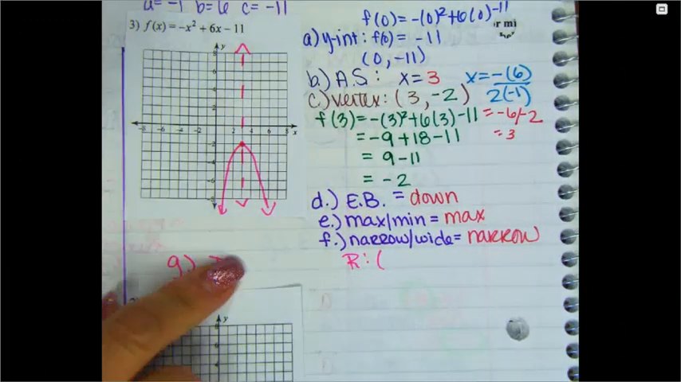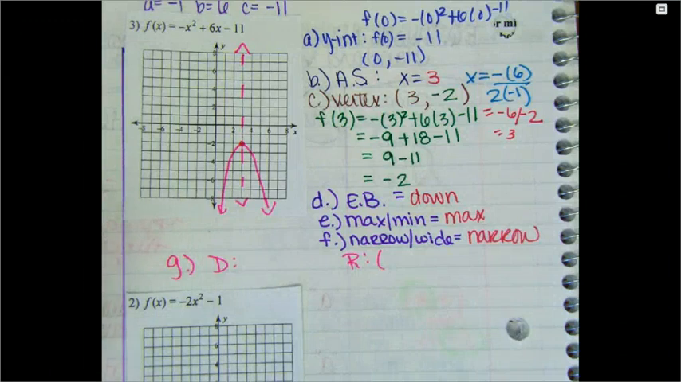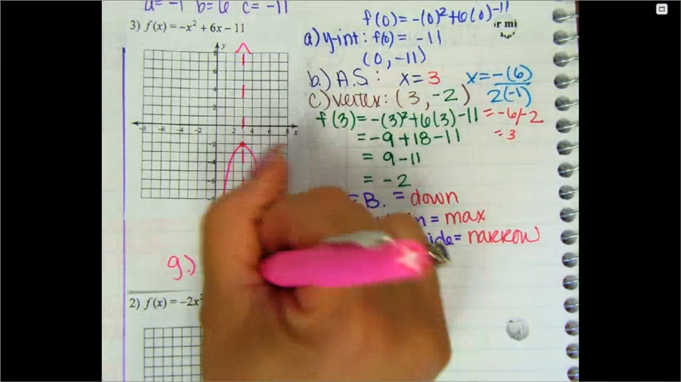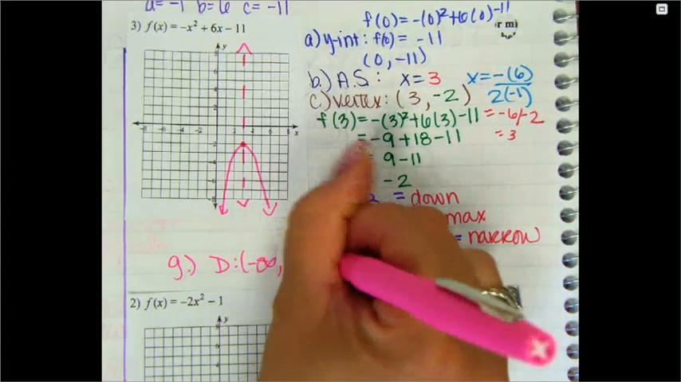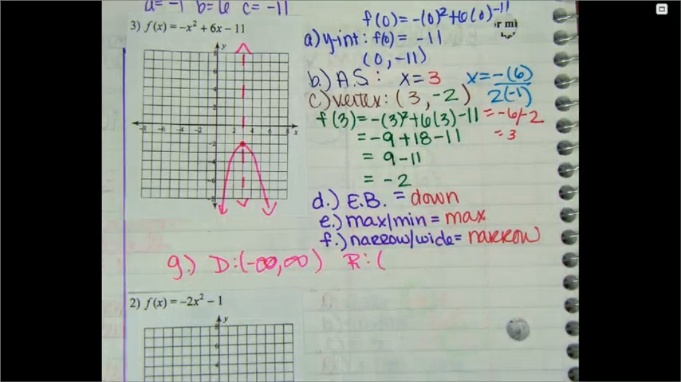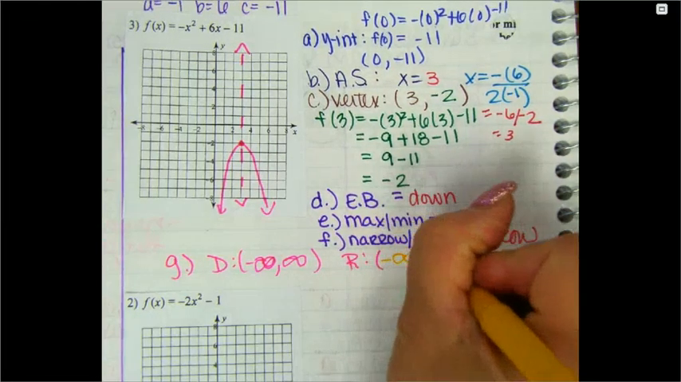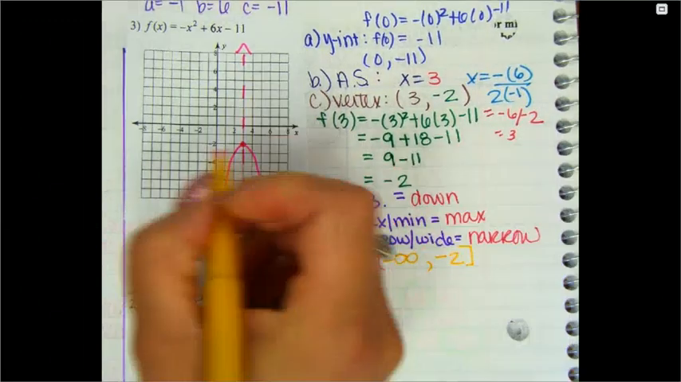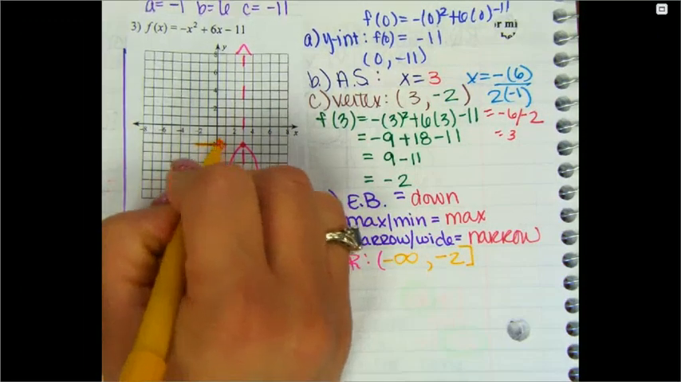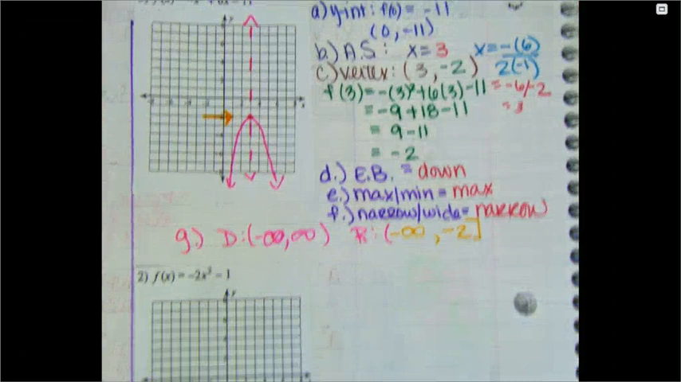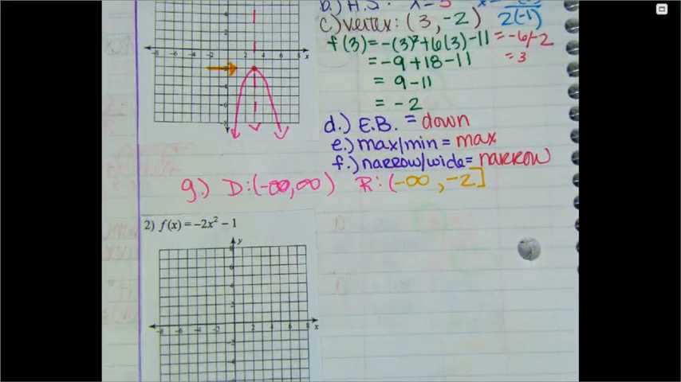So what's domain? Domain is always -infinity to what? Positive infinity. My range is what? -infinity to what? To -2. Why is it backwards? Because it's going down. Make sense? Okay. Let's go do number 2.